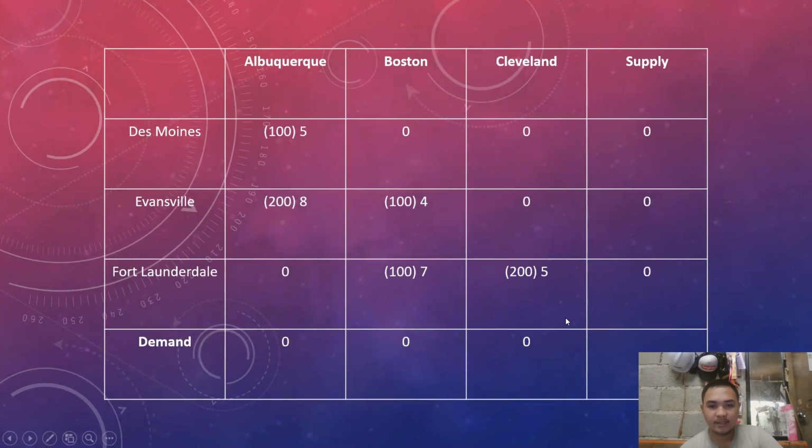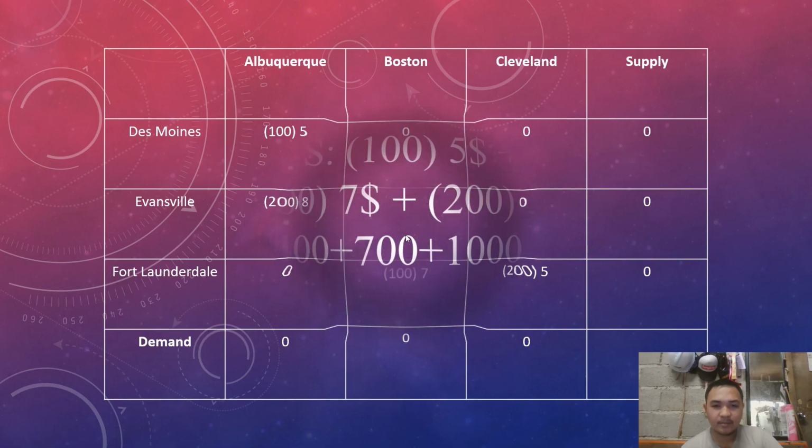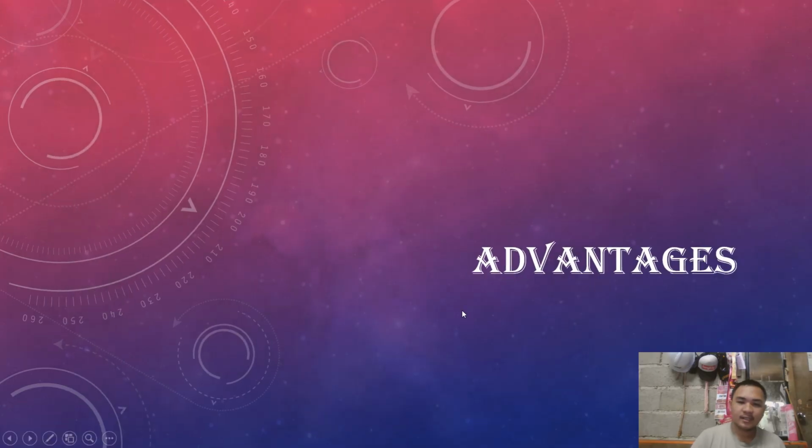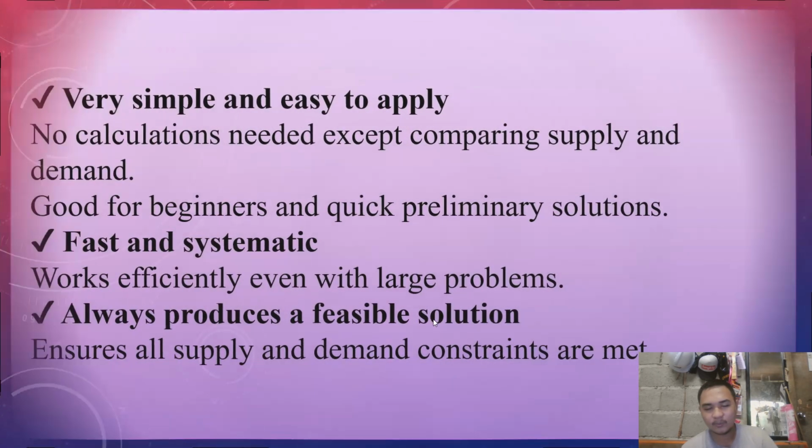Okay, so this is how to do the Northwest Corner method. To finish it all off, we need to multiply everything: 100 by $5, 200 by $8, 100 by $4, 100 by $7, and lastly 200 by $5. So add it all: 500 plus 1,600 plus 400 plus 700 plus 1,000. We end up with a total cost of $4,200.